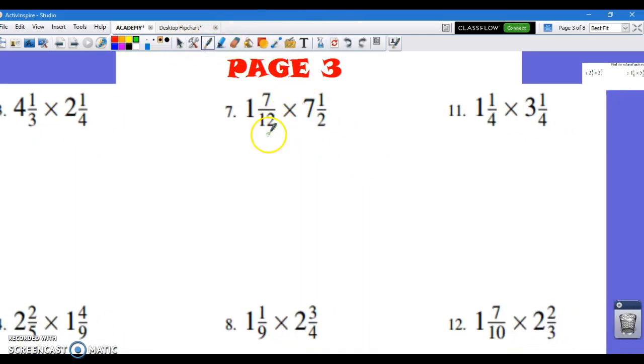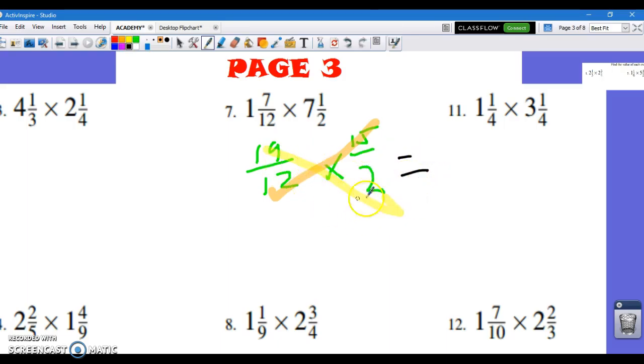First, change it into an improper fraction. 1 times 12 is 12, plus 7: 13, 14, 15, 16, 17, 18, 19. I have 19 over 12. 7 times 2 is 14, plus 1 is 15 over 2. Look diagonally to see if you can reduce. Okay, now, let's see. 19 and 2 is not going to reduce, neither is 12 and 15. So let's just go ahead and multiply straight across.